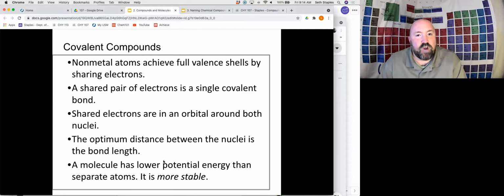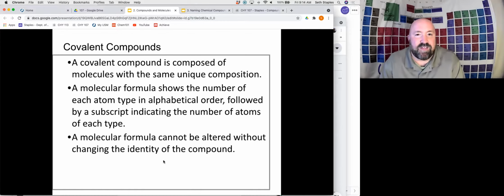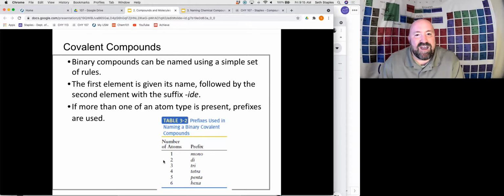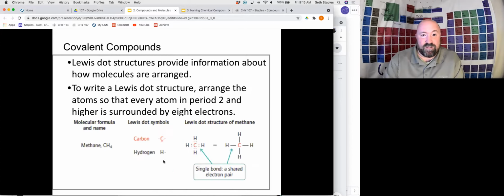So as we mentioned, nonmetals will achieve their valence shell by sharing electrons. That's a covalent bond. One paired share of electrons is a single covalent bond, and we'll look at examples of multiple bonds in a little bit. The molecular formula typically is in alphabetical order for a covalent compound. The molecular formula can't be changed without altering the identity. And naming, we'll talk about in a completely separate lecture. So there we go, breezing through a lot of this.